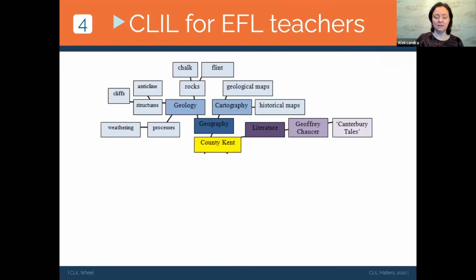But there is a strong connection to geography. I can look at geology, rocks, geological structures, different processes. I can look at cartography, look at maps, geological maps, historical maps.